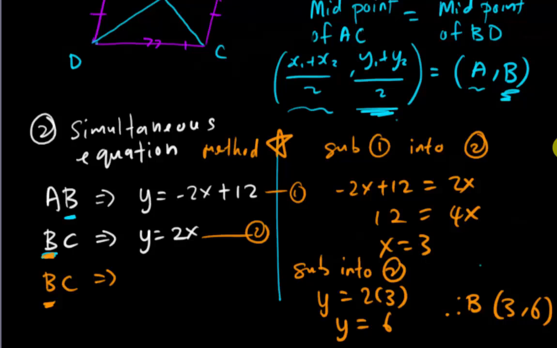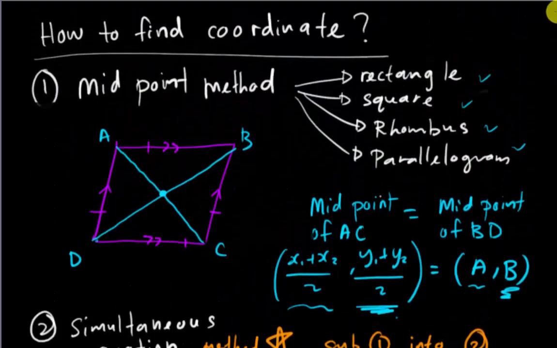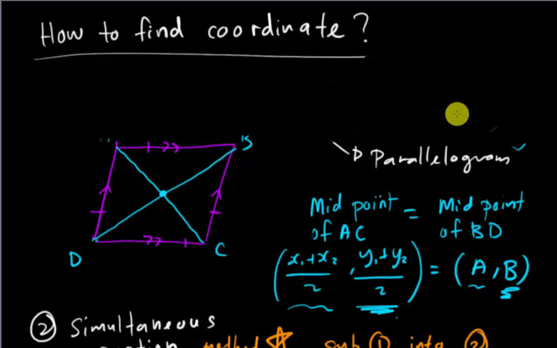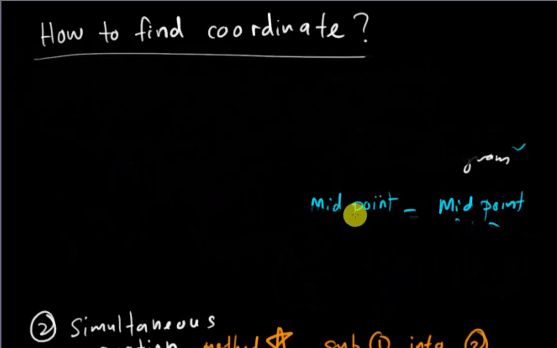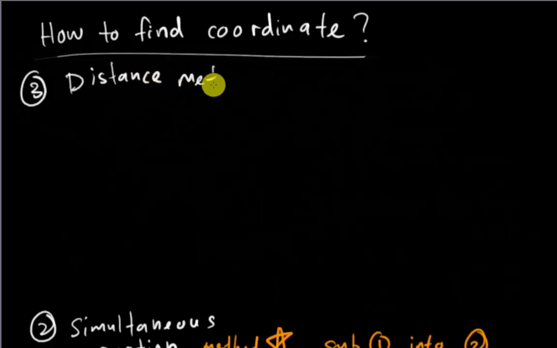Alright, and then the last one is, I would say, the least favorite one, which is using the distance formula. So maybe I erase this one, I will need some space to explain about distance. Okay, I'm not going to give you an example, but I will show you the concept. I will say the third method is the distance method. So you can also use the distance to find the coordinate.